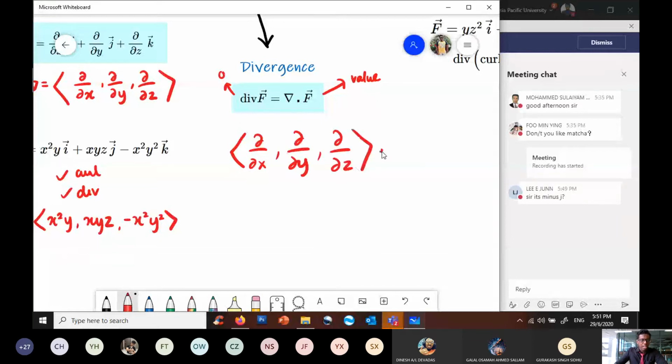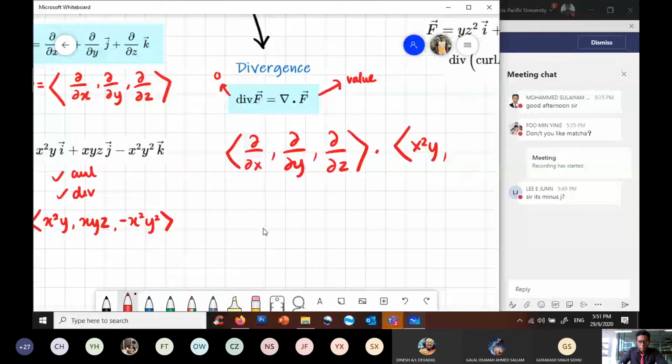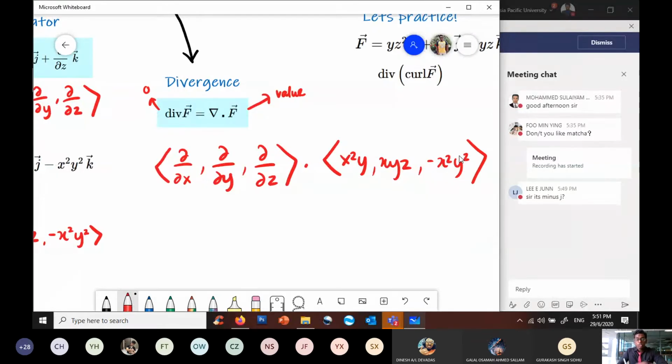with F. Now F was a bit long just now, x squared y, xyz, and negative x squared y squared. So this is just according to the question just now. Anyways, so this is the dot product of del and the function. So in other words, let me just write here, this is the dot product. In other words, this is the divergence.